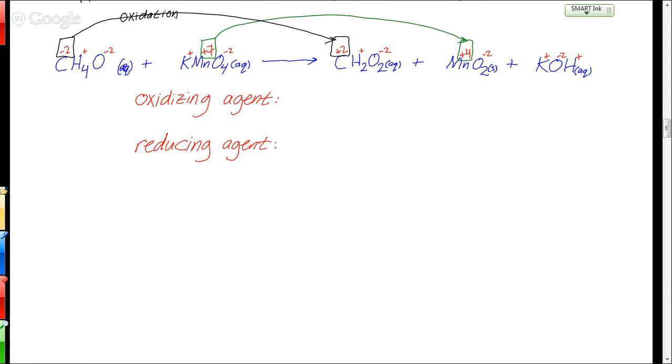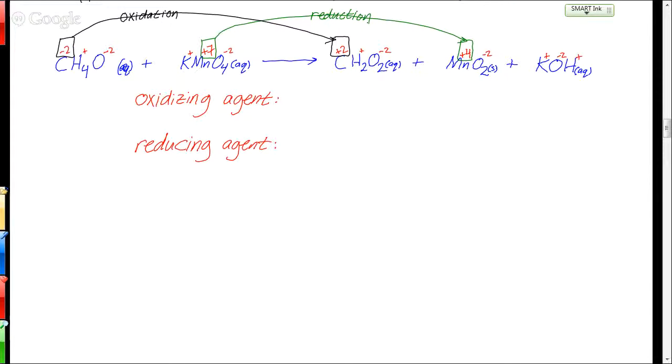Because it is an increase in positive charge. So going from -2 to +2 is a loss of electrons. And that means that the green one must be reduction. Okay, so then what's the oxidizing agent? The one that undergoes oxidation or the one that undergoes reduction? The reduction. It's the one that's taking the electrons away from the other one.